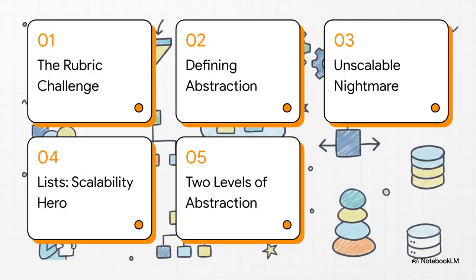So, here's our survival map for conquering the toughest question on the AP exam. We'll quickly cover the rubric challenge, define abstraction, look at what I like to call the unscalable nightmare, meet our scalability hero, the list, and finish up with a super cool technique, 2 levels of abstraction.